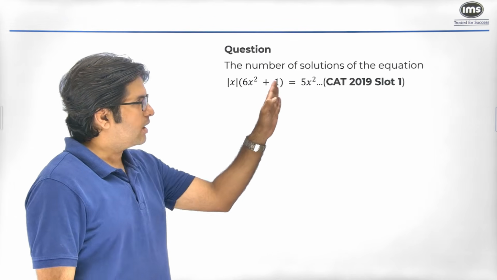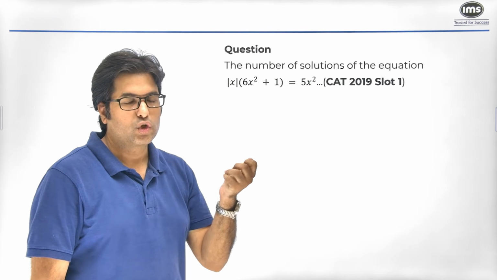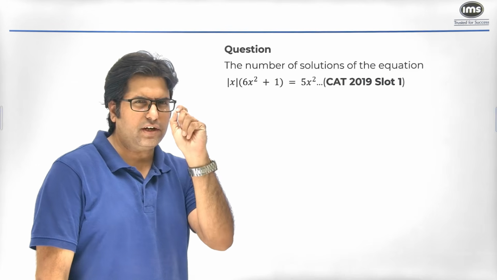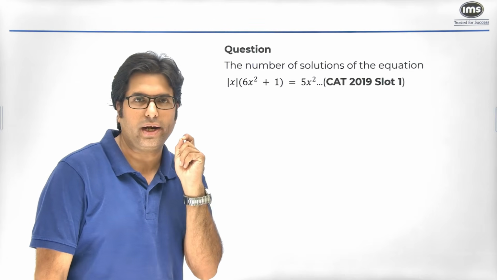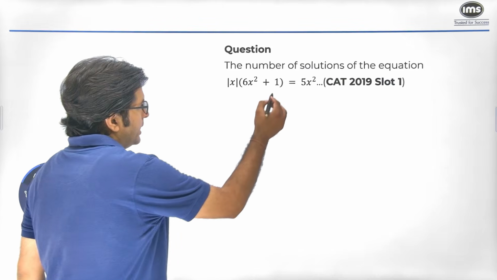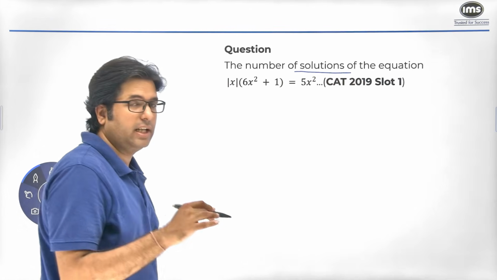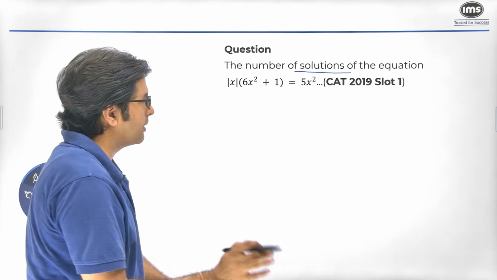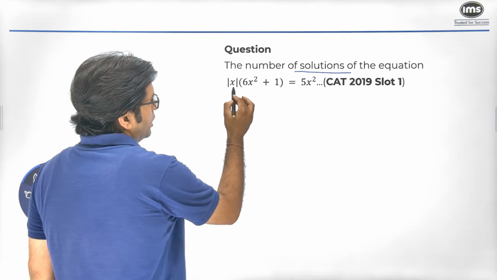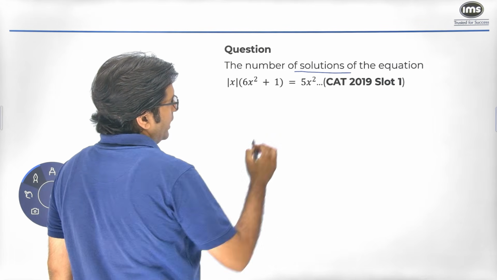So we have again a question on the number of solutions. Are they specifying integers? The first part that you should be careful about while reading a question is this: they are asking for the number of solutions, and therefore integer or non-integer does not matter. For the equation modulus of x, 6x square plus 1 is equal to 5x square.